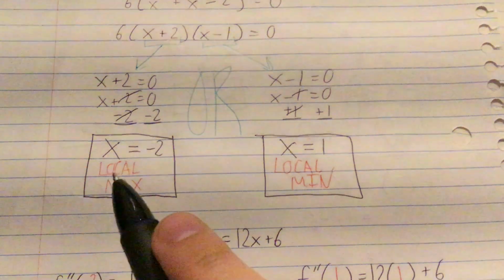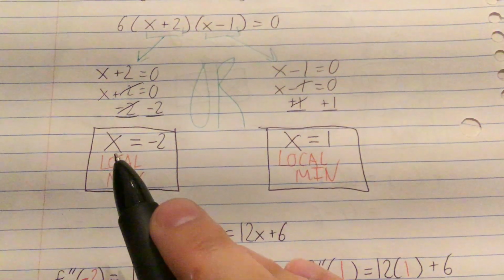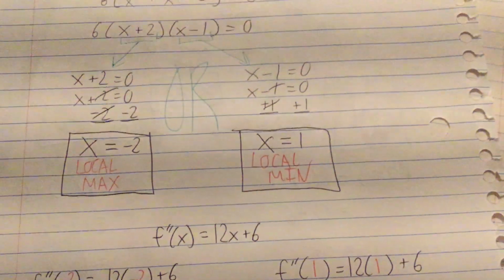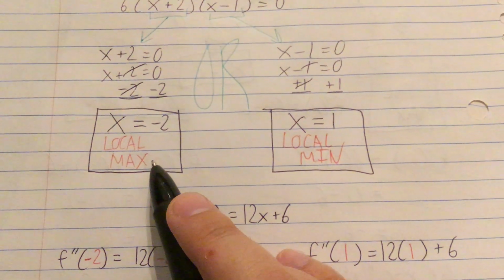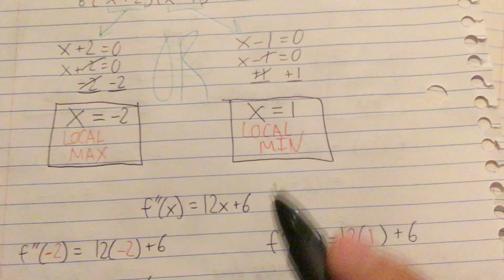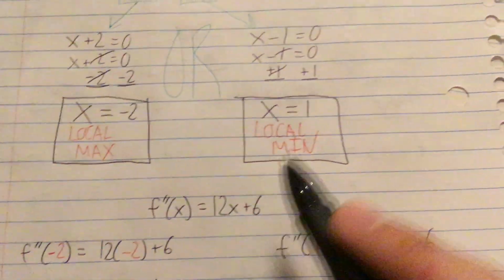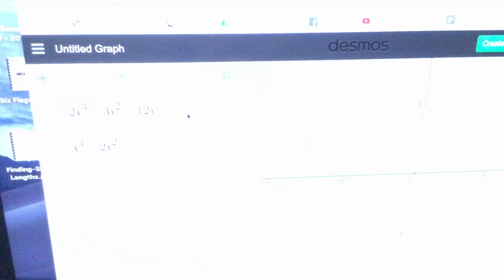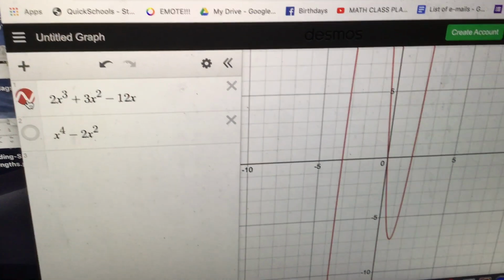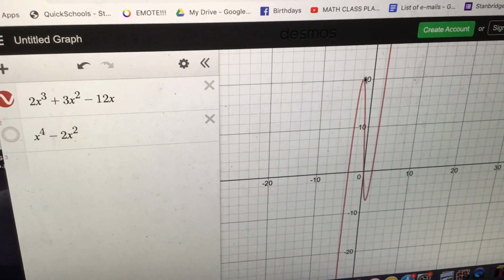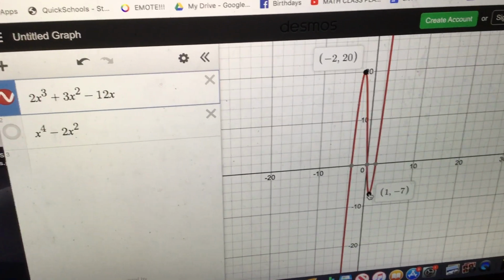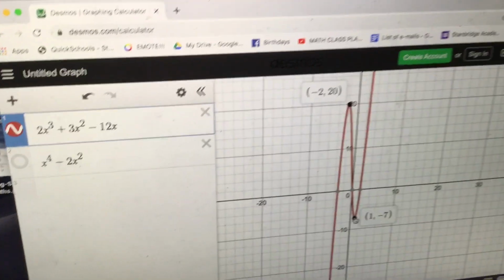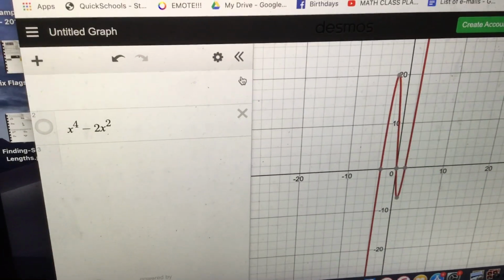And let's check with the graph. So according to our calculations, f prime of x is equal to 0 at x equals negative 2, or x equals 1, but the acceleration at x equals negative 2 is negative. The acceleration at x equals 1 is positive, so therefore x equals negative 2 is a local max, and x equals 1 is a local min. So let's graph it. All right. Local max, local min. I love the second derivative test. I love it. It's poetry.